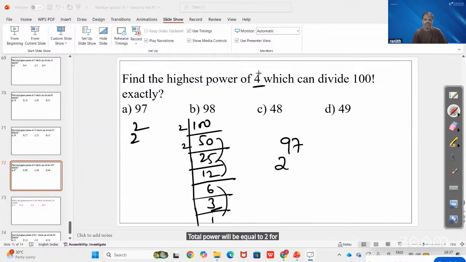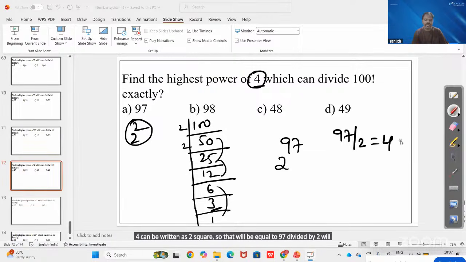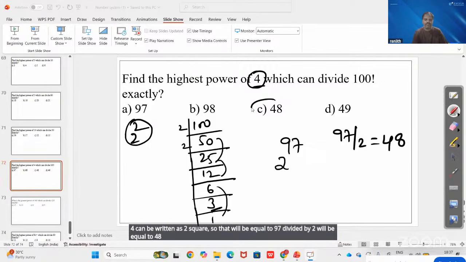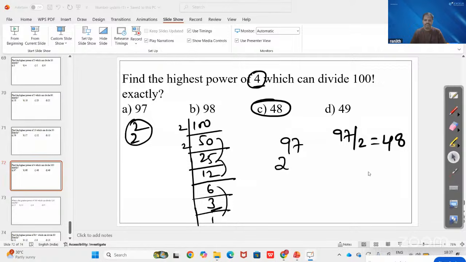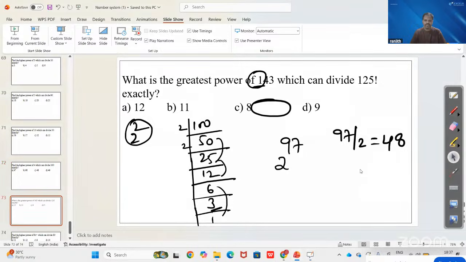But we are having 4. 4 can be written as 2 square. So 97 divided by 2 will be 48. So the answer will be 48. Next.